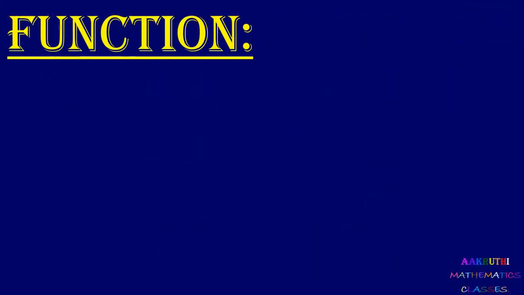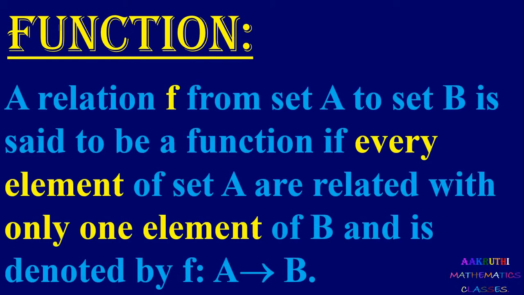First we see the definition of a function. A relation f from set A to set B is said to be a function if every element of set A is related with only one element of B, and it is denoted by f from A to B. So every relation is not a function. A relation from set A to set B is said to be a function if every element of A, that is all elements of A, are related with a unique element of B. That is, every element should have only one relation.